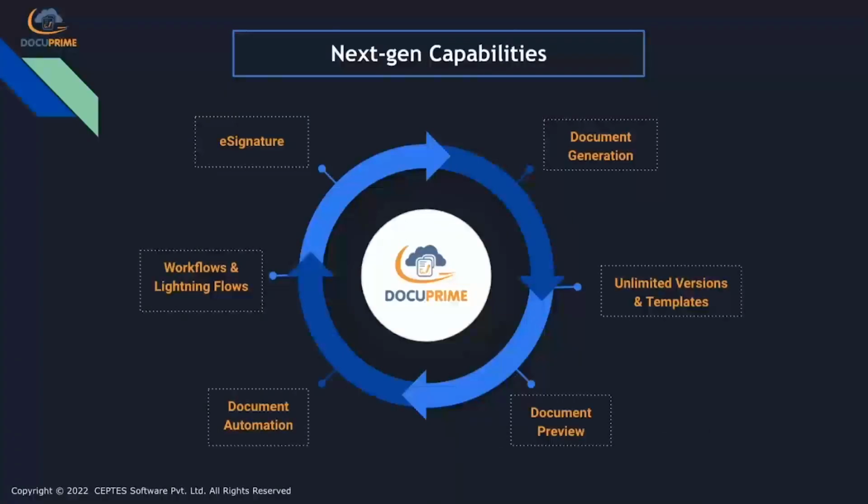So coming to the next-gen capabilities that DocuPrime brings about. Apart from the document generation that we speak of, where you populate the record fields on a pre-decided template which you have created for your business, it also helps you to give multiple versions and manage multiple templates for the same object. You can control which users have access to which template, which businesses or groups of users have access. So these are certain things that you can actually manage or control.